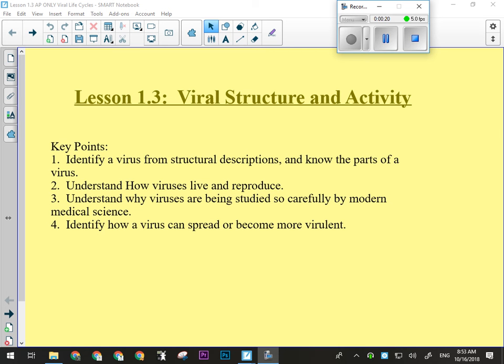All right, so we need to be able to identify a virus from structural descriptions, know the parts of a virus. That's pretty easy. It's not like a cell because it isn't a cell. It's not made up of cells. There's very little to a virus. There's like 2 parts and that's it. Okay, understand how viruses live and reproduce, and I'm going to say we're using the word live very, very loosely here. Okay, because a virus, by a lot of definitions, is not technically alive.